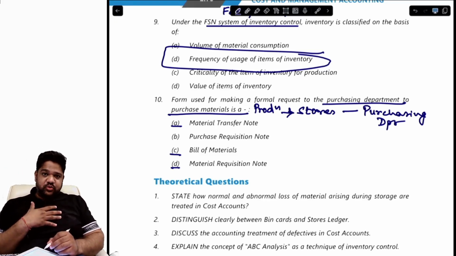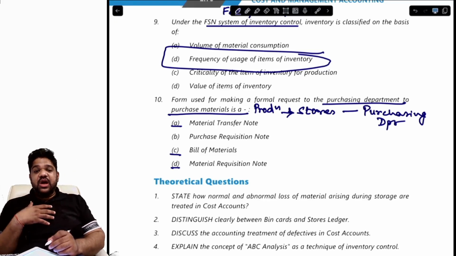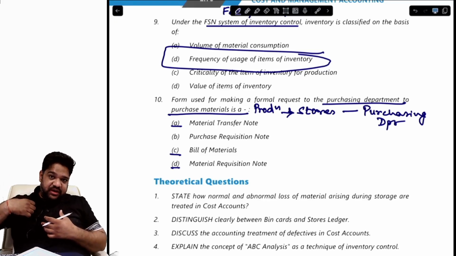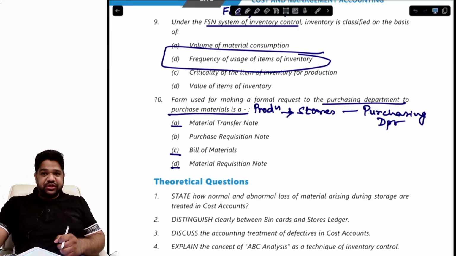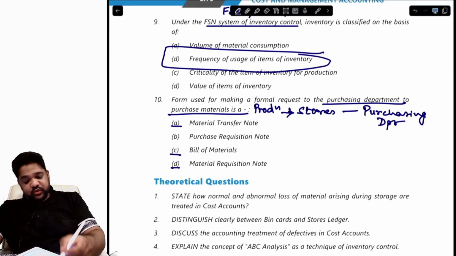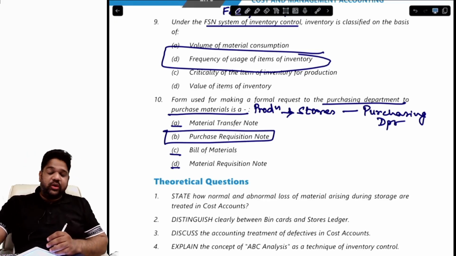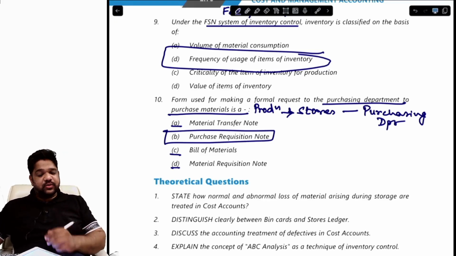So I am stores, you are the purchasing department. Who am I servicing? I get the materials from you and I give them to the production department. When the production department asks for material from me, they will send me an MRN, material requisition note. When I ask for material from you, I will ask you for a purchase requisition note, a PRN. Are we understanding? So that's it for this one. Let's start the next one.